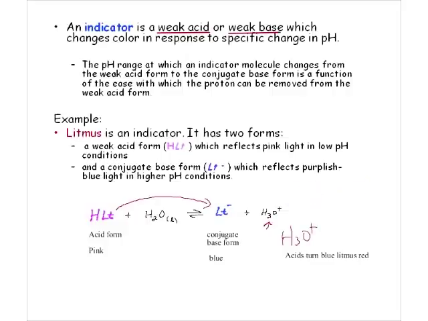There we go, and that's how indicators work. And it just so happens that the two forms of this indicator have two distinct colors, and that's pretty powerful stuff. We can start using this. Another indicator that we like to use for our titration experiments in this section is called phenolphthalein. That's a mouthful. Looks pretty complicated to say, but it's phenolphthalein.